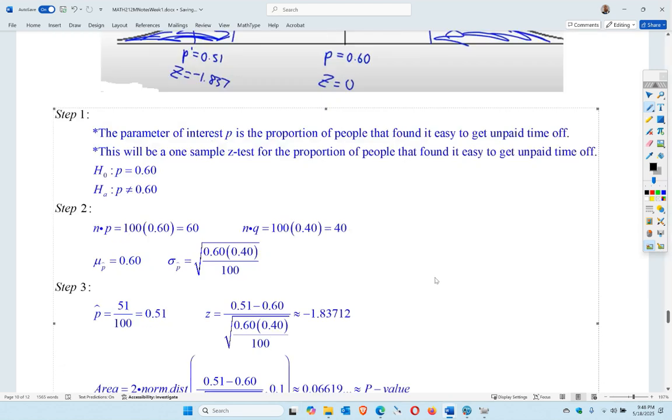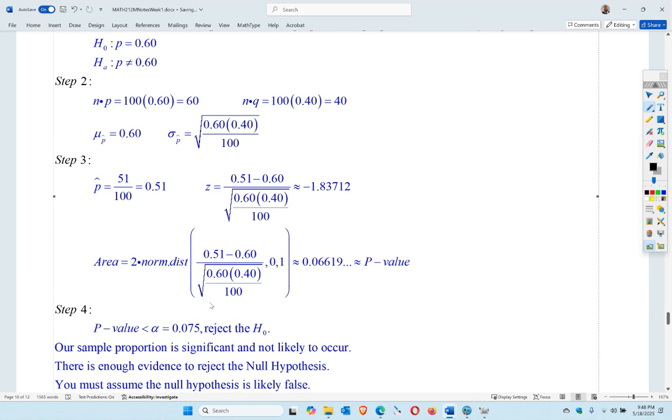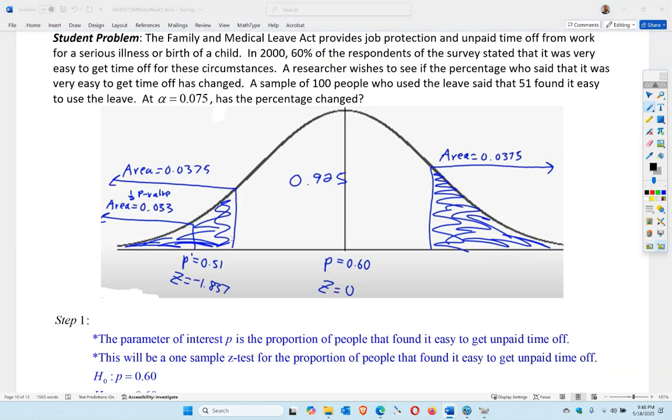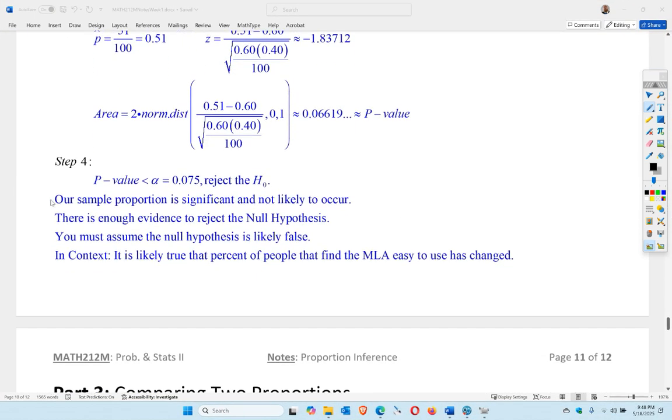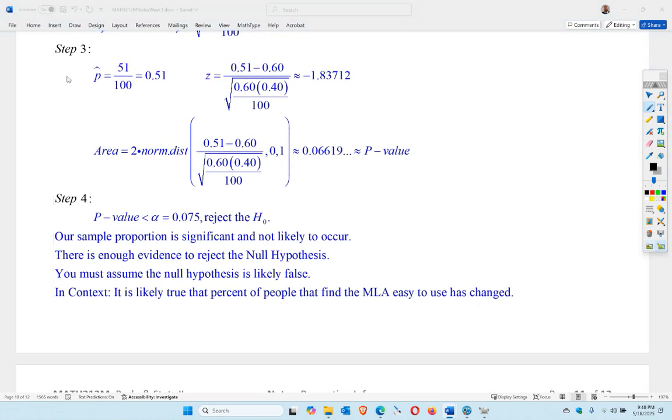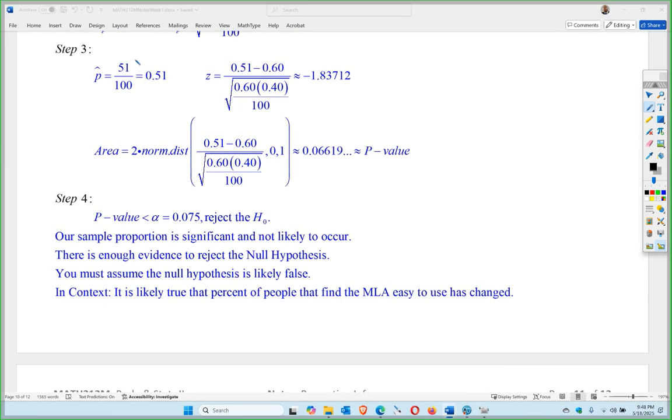Okay, so essentially, that is less than the alpha, so I should reject the null hypothesis, right? So this is smaller than the alpha, which means it's in the critical region essentially. As a result, the sample that we found was significant. It was in the critical region. We assume the null hypothesis is likely false, which means we're going to accept the alternative hypothesis.